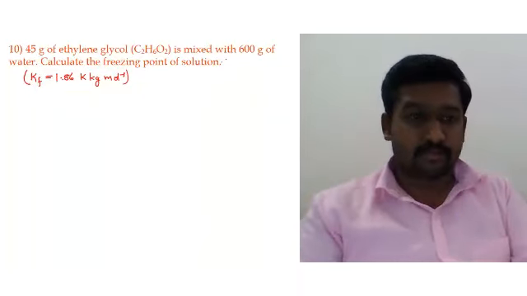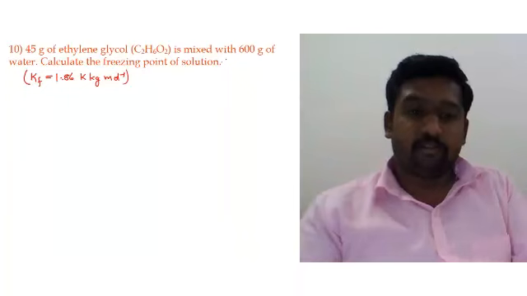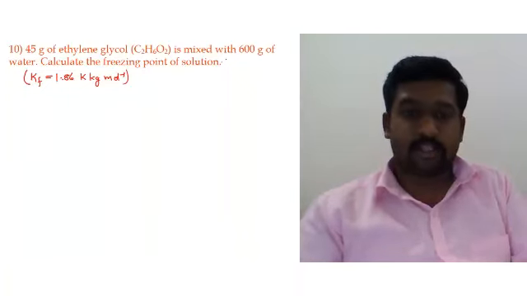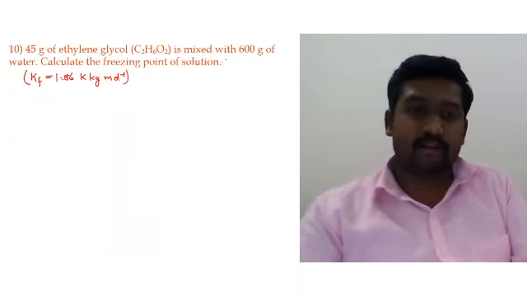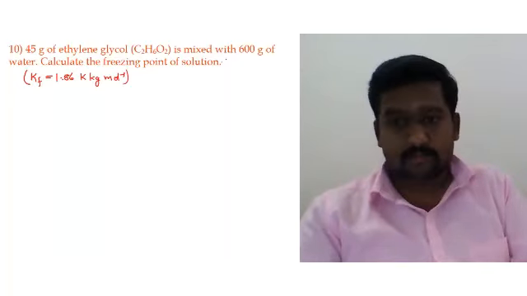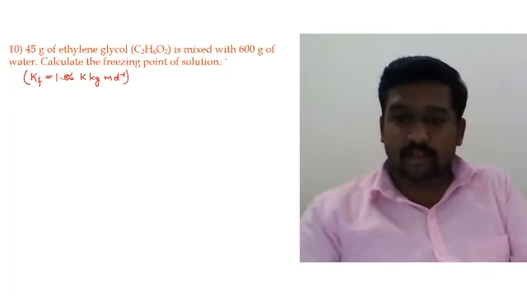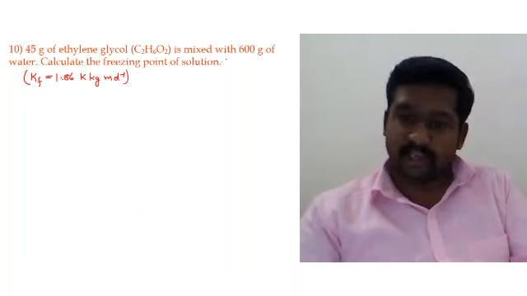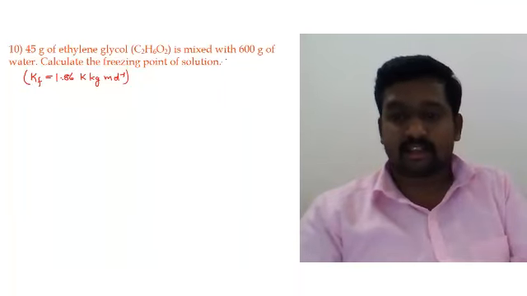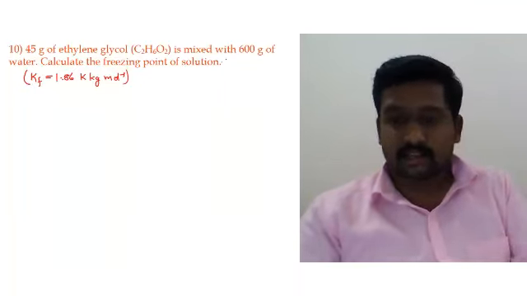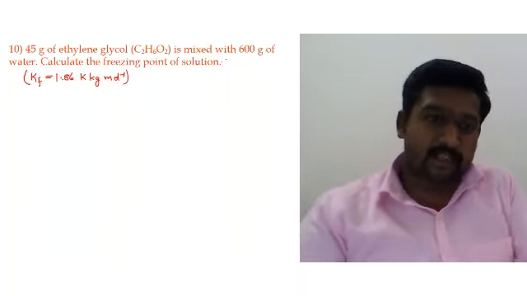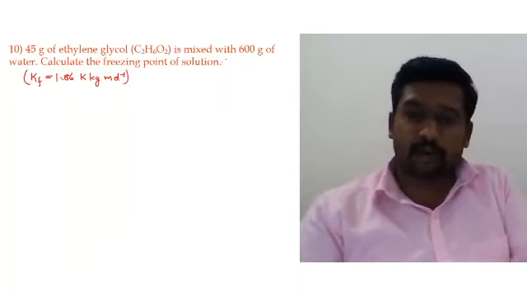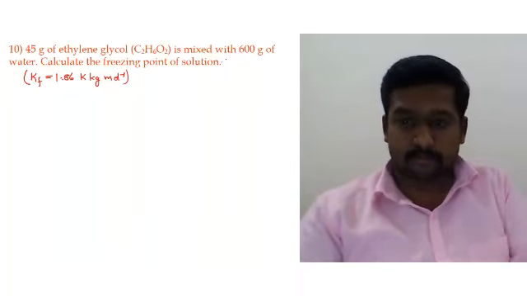Let's take this question. 45 gram of ethylene glycol, C2H6O2, is mixed with 600 gram of water. Calculate the freezing point of solution. It is understood that for water, the freezing point under normal conditions is 0 degree centigrade or 273.15 Kelvin. Using that data, we have to now find out what is the freezing point of solution.